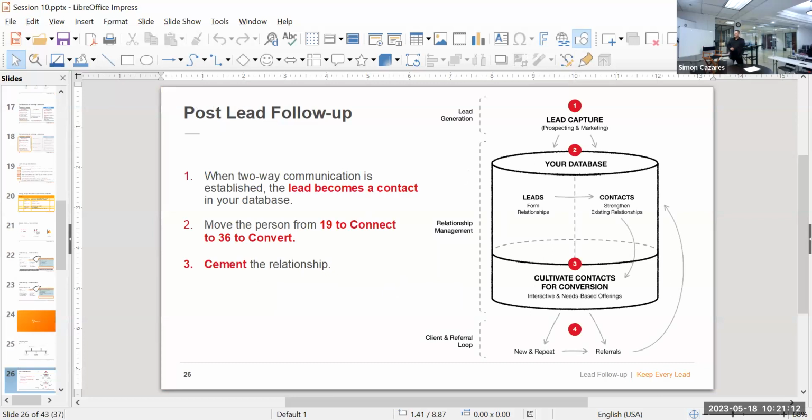Oh, look at this. What is that? It's a funnel. So this is the thing: you throw everything in there. Some are going to be leads, some are going to be contacts. And from there, you continue to cultivate them.